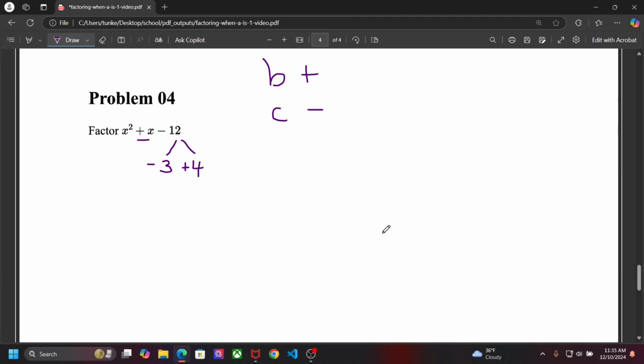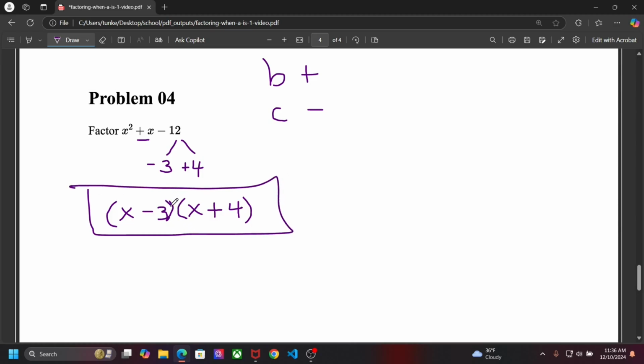Okay, so once you know these little tricks here, you're going to be able to factor these a lot quicker. Okay, and this simply factors to x minus 3 times x plus 4. And that's it. X minus 3 times x plus 4. Get my parentheses a little bit better there. But that's the factored form of that one.